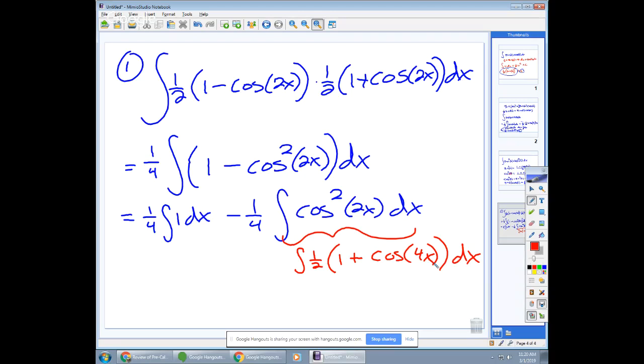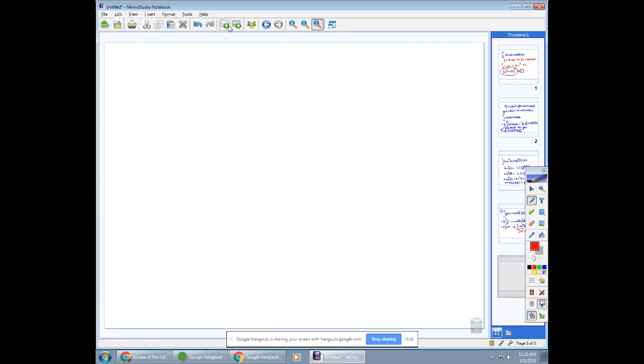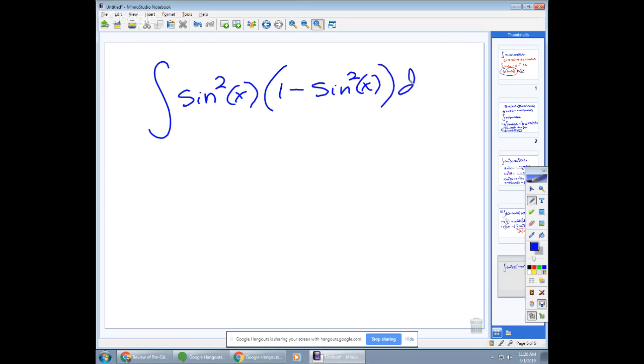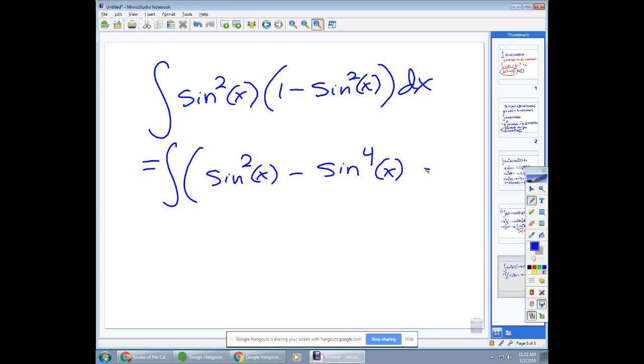I'll come back to this to finish it in a moment. If I go to that second method where I try using the Pythagorean identity, then I would get the sine squared. Maybe I'll keep that one, and I'll trade the cosine squared for 1 minus sine squared. So then I have to distribute. So I'm going to get a sine squared of x minus a sine to the 4th of x dx.